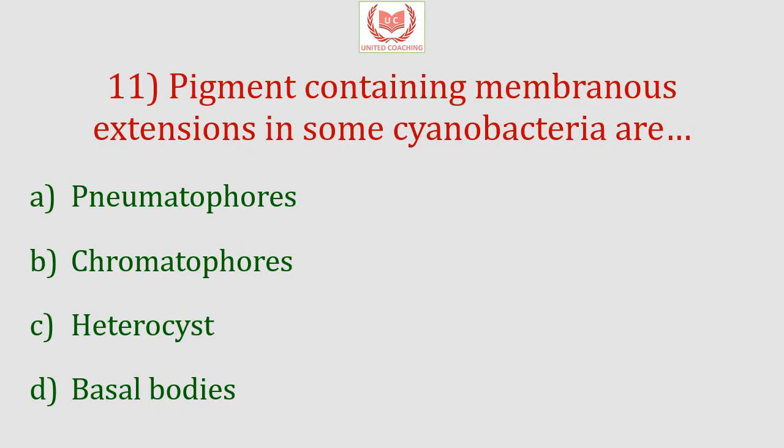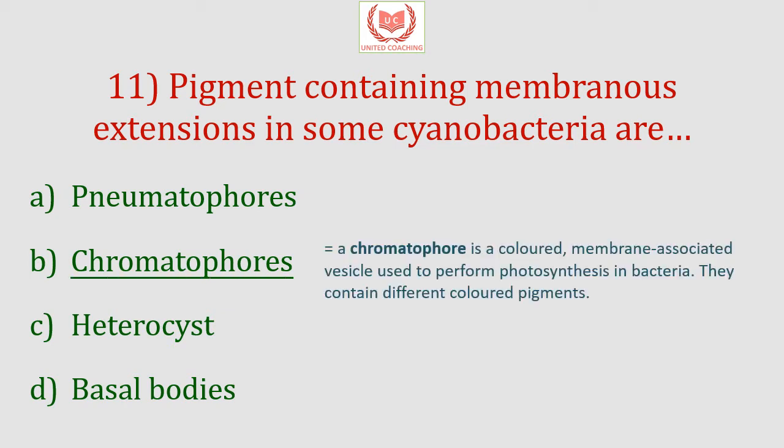Our next question is, pigment containing membranous extension in some cyanobacteria are, is it nematophores, chromatophores, heterocyst or basal bodies? So answer is chromatophores. A chromatophore is a colored membrane associated vesicle that is used to perform photosynthesis in bacteria. They contain different colored pigments.